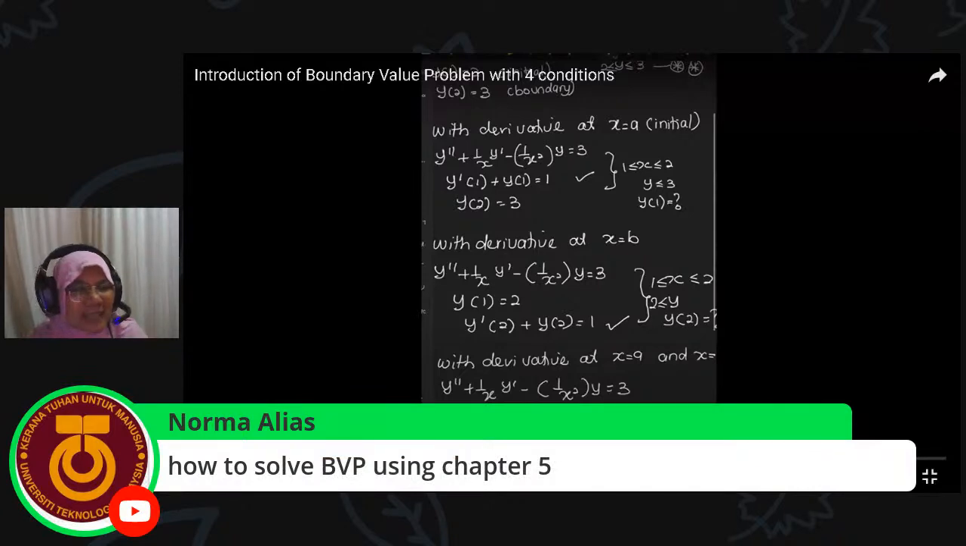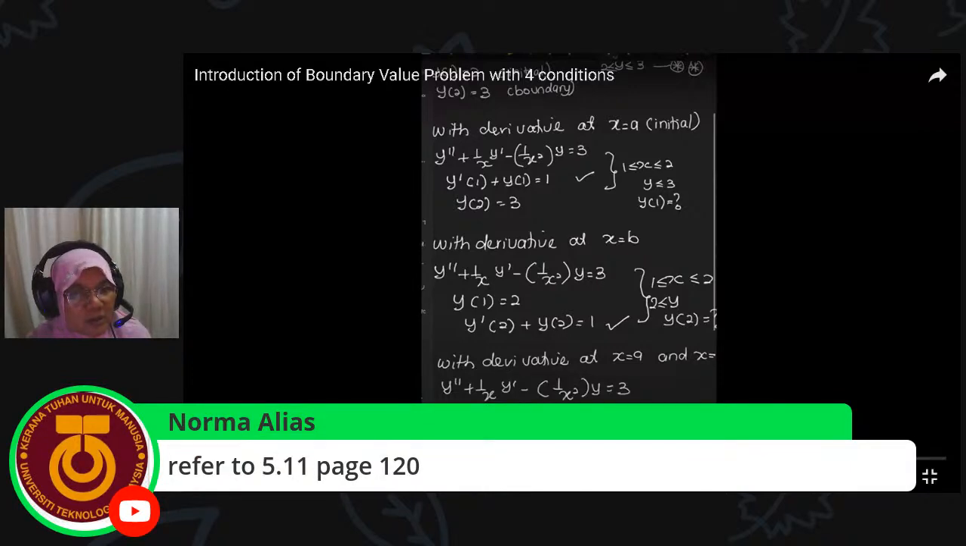The second is how to discretize, meaning how to discretize the boundary value problem in chapter 5. Come on, we go to chapter 5. What is chapter 5 about? You want to solve using the center difference formula. Maybe you also need to use center difference formula 5.11. Refer to 5.11, page 120. Page 120 is the second order derivative, because you have y prime prime here. You want to use the second order derivative.